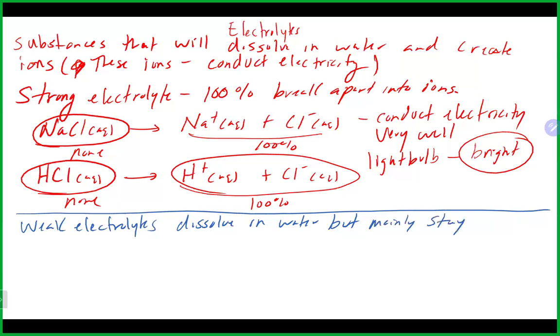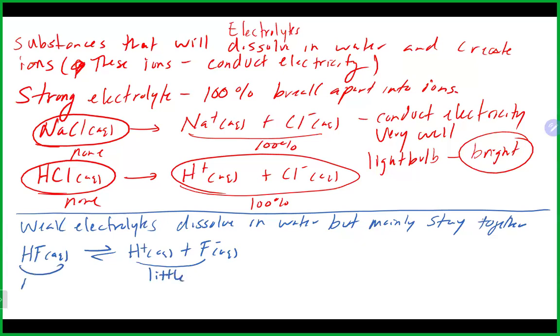So that is very different than a strong electrolyte. If you have a weak electrolyte, a lot of weak electrolytes are weak acids and weak bases. A weak acid like hydrofluoric acid, when it goes for a swim, will break apart into an H plus and an F minus. The difference here is that in the case of hydrofluoric acid, you'll get a little of these guys in the solution, but you will mainly have this guy still together.